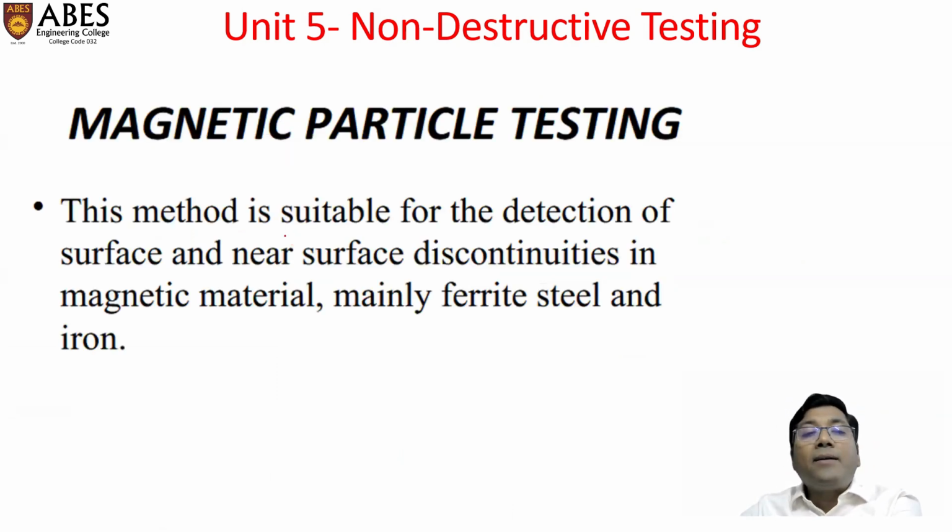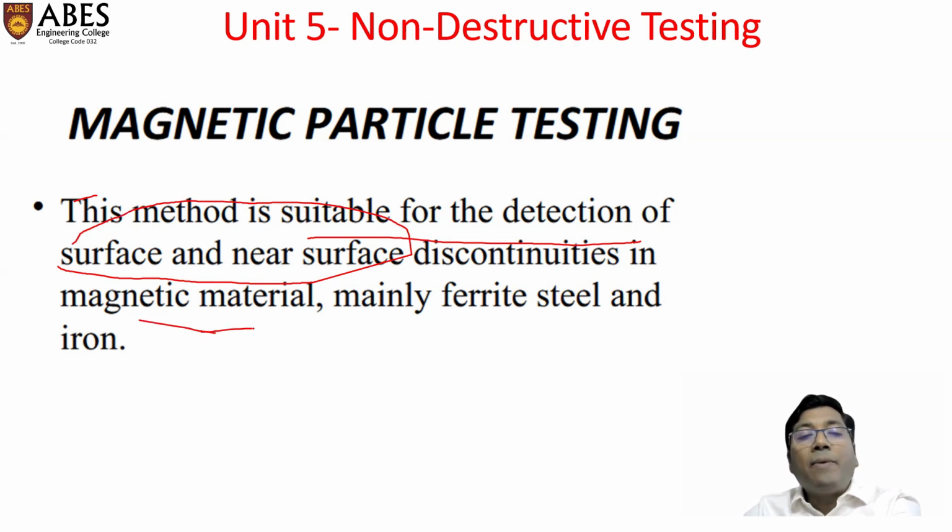So, magnetic particle testing is suitable for the detection of surface and near surface discontinuities in magnetic material. The conditions are that the material should be magnetic, and also only surface and near surface discontinuities can be detected. Mainly ferrite steel and iron, which are ferromagnetic materials.